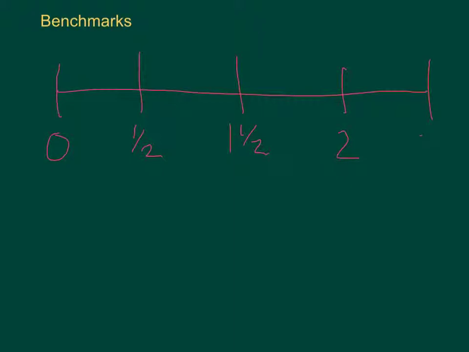Nope, sorry, I missed. Let me erase this here. I did not do that correctly. So we started at 0, 1/2. This would be 1 1/2, and this would be 2. So our benchmarks are going up by 1/2. I would use a number line with fraction benchmarks if the question was asking me to order fractions.